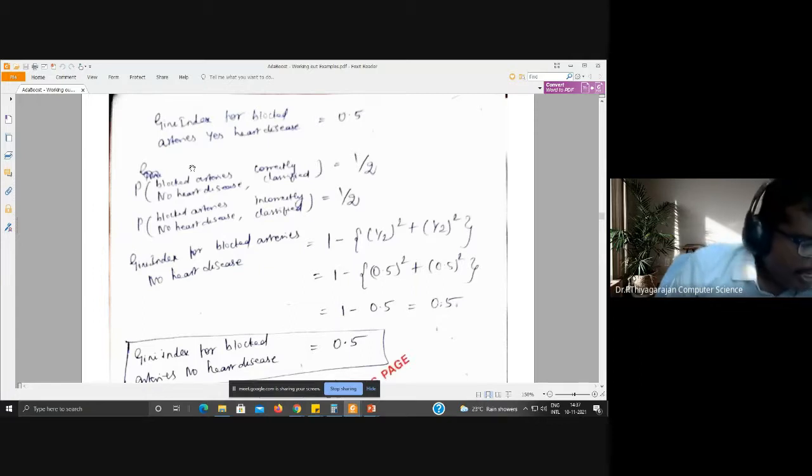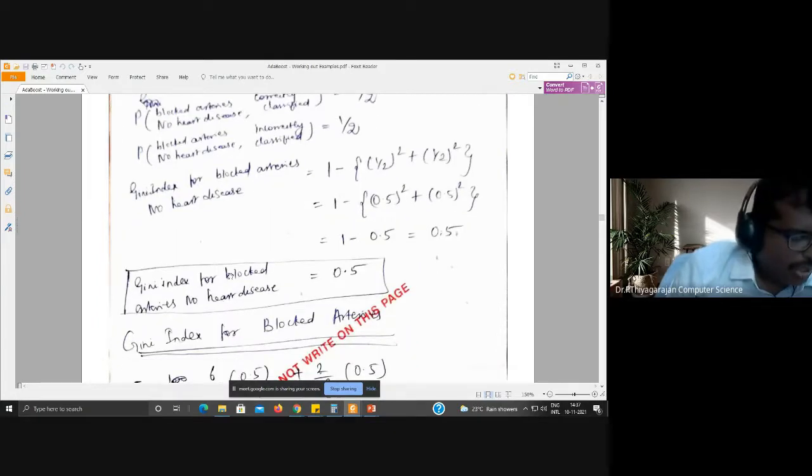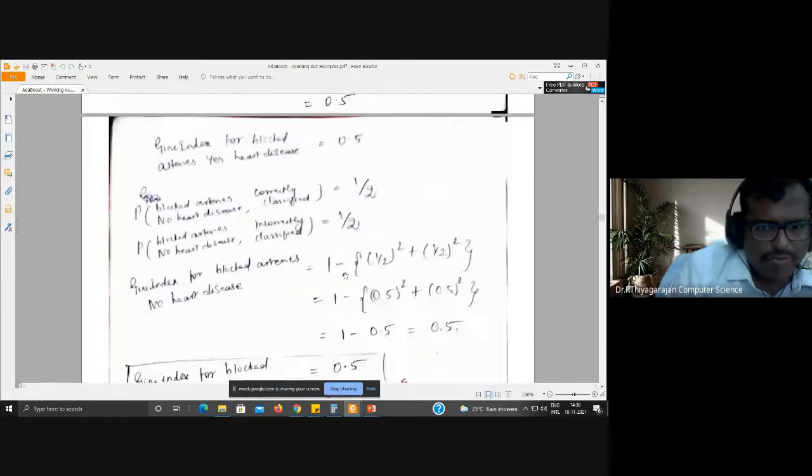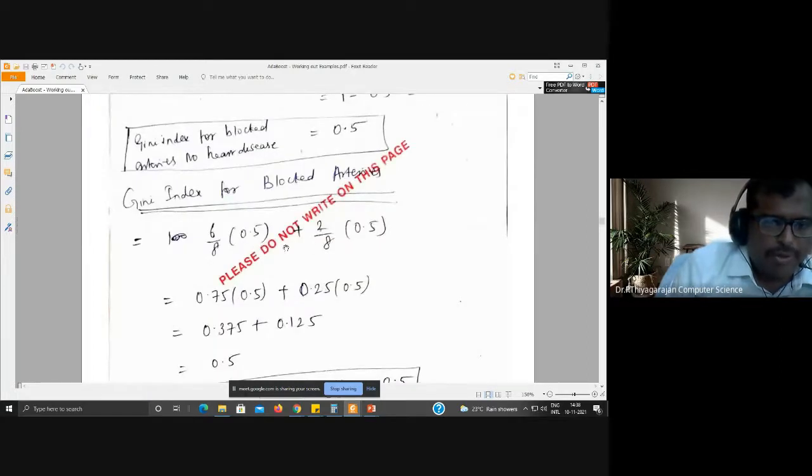So now we calculated blocked arteries yes Gini index, blocked arteries no Gini index. So calculate the Gini index for the blocked arteries put together. Out of the overall data set, you have 6 times yes, so 6 by 8 into Gini index of blocked arteries yes. The Gini index of blocked arteries yes is 0.5. So 6 by 8 into 0.5 plus.